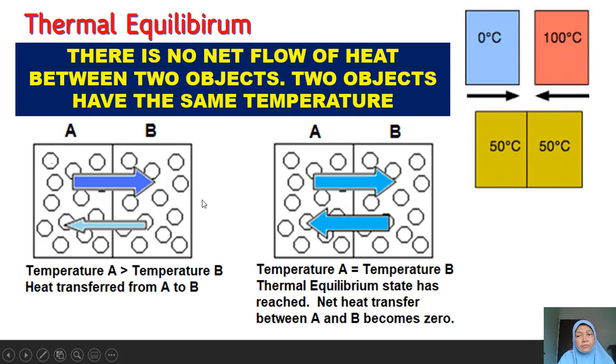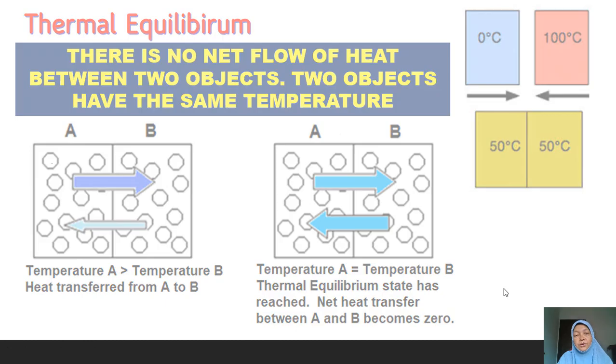Say A is hotter than B. So the majority of heat is transferred from A to B, and only a minor amount of heat is transferred from B to A. But after thermal equilibrium is reached, both have the same temperature, let's say 50 degrees Celsius. This means that heat is transferred both from A to B and from B to A at equal rates. So the net heat transfer between A and B becomes 0.